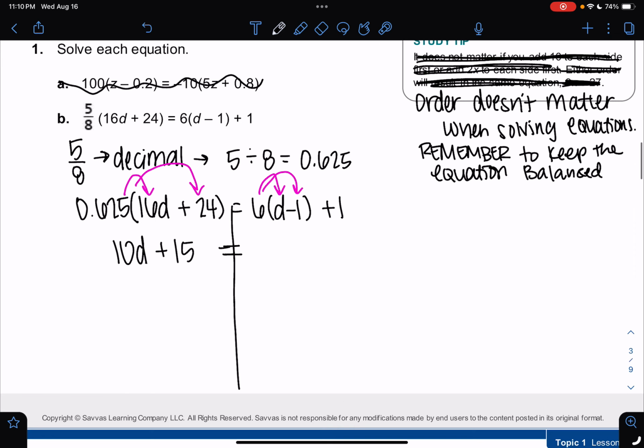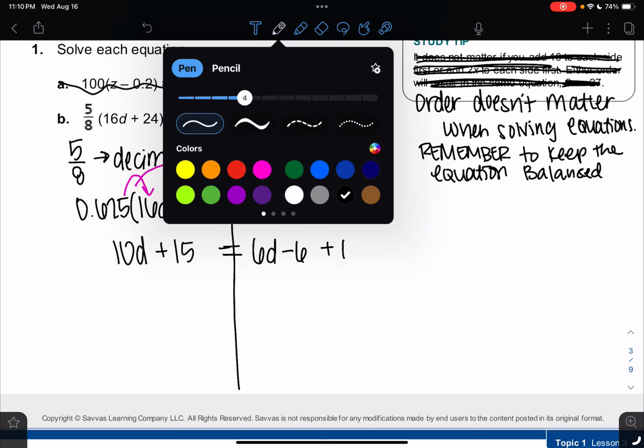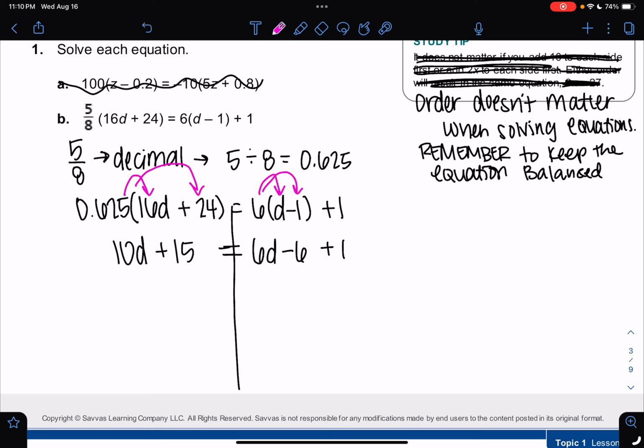Okay, and then on the right side I've got 6 times d, which is 6d, and then I continue and I have 6 times -1, -6, and I'm also going to drop down that +1. Don't forget that that was there. All right, before I start moving things around, I'm going to combine like terms on the right side by combining that -6 and the +1.